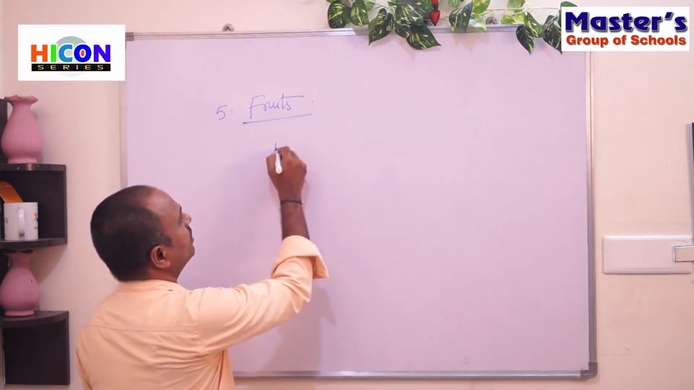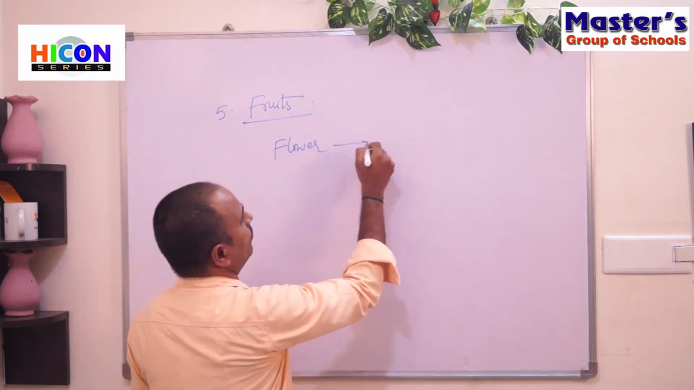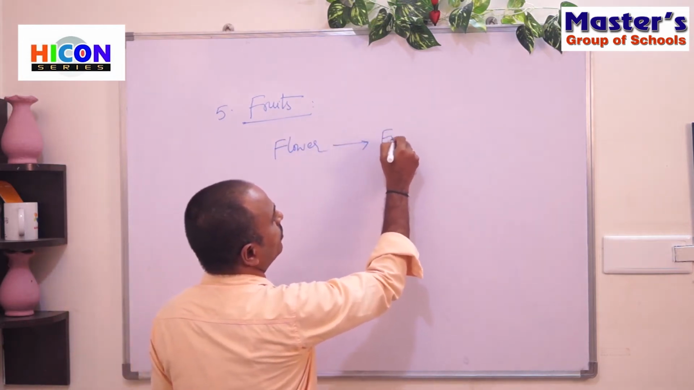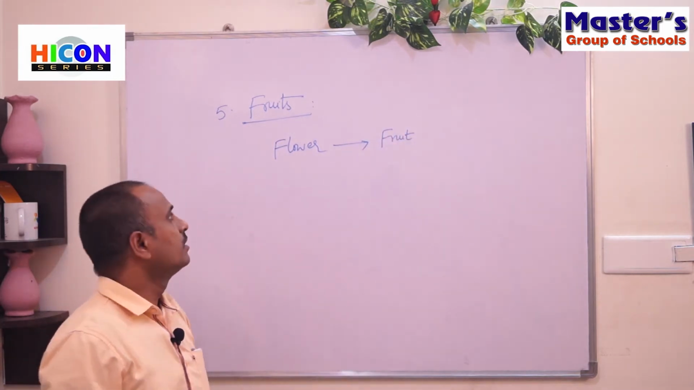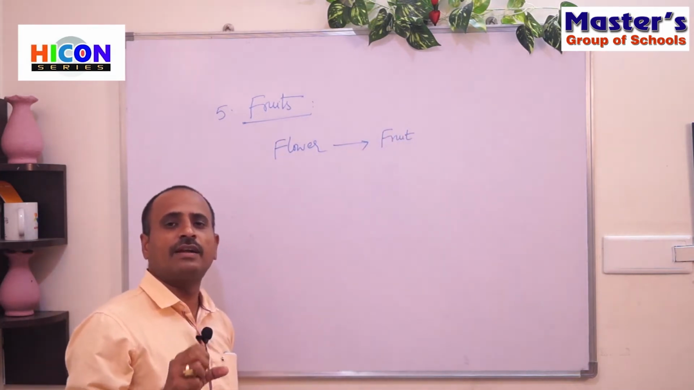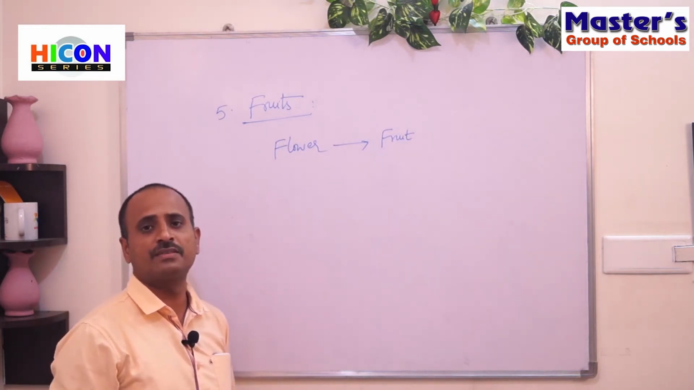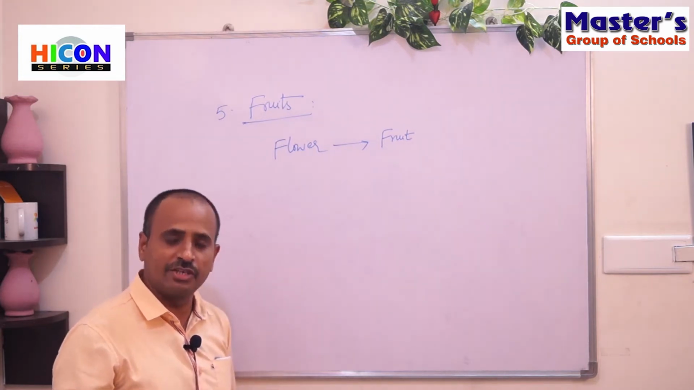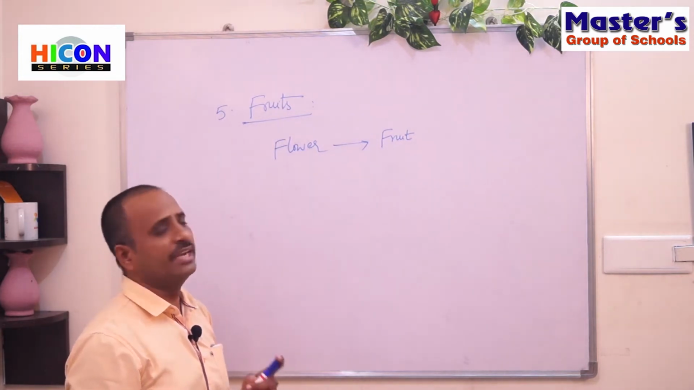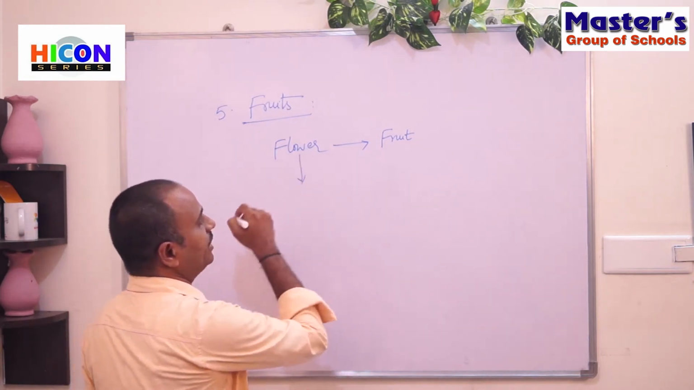First, the flower will develop into a fruit because of pollination. The flower attracts insects by its colors and by its pleasant smells. When the insects fall on the flower, pollination will take place. So when pollination takes place, then fertilization will take place.